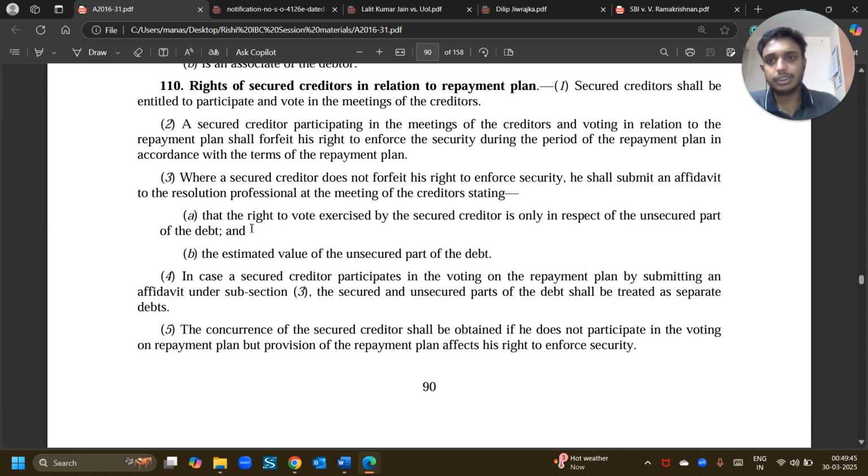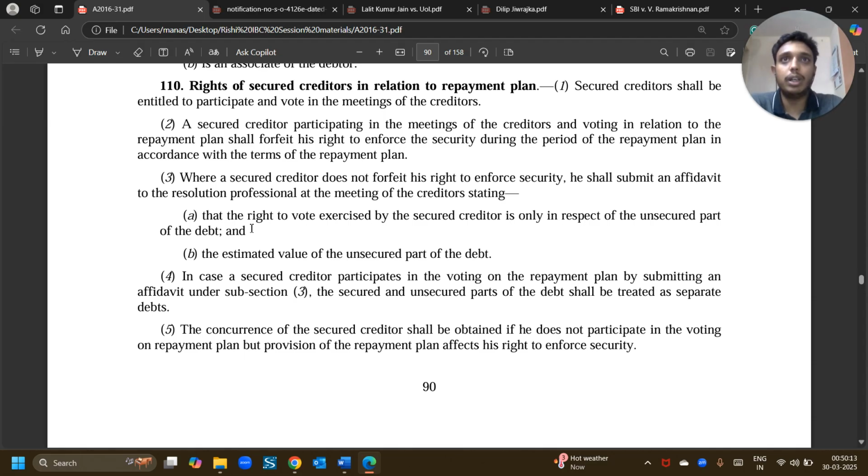Coming to section 110, which deals with the rights of secured creditors. Again, this is similar to section 52, which deals specifically with secured creditors. So what are the rights here? We have to see. Subsection 1 says secured creditors shall be entitled to participate and vote in the meeting of the creditors. A secured creditor participating in the meeting of the creditors and voting in relation to the repayment plan shall forfeit his right to enforce the security during the period of the repayment plan in accordance with the terms of the repayment plan.